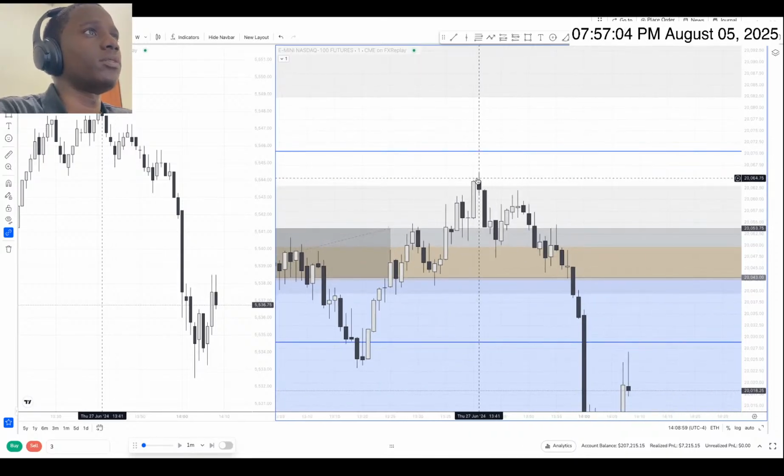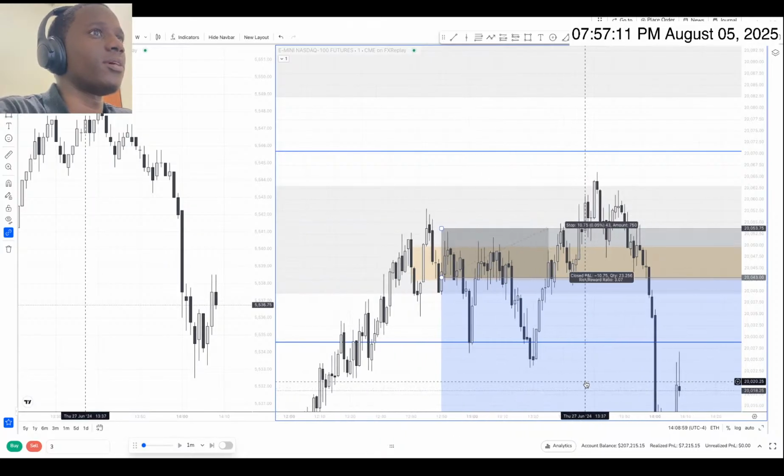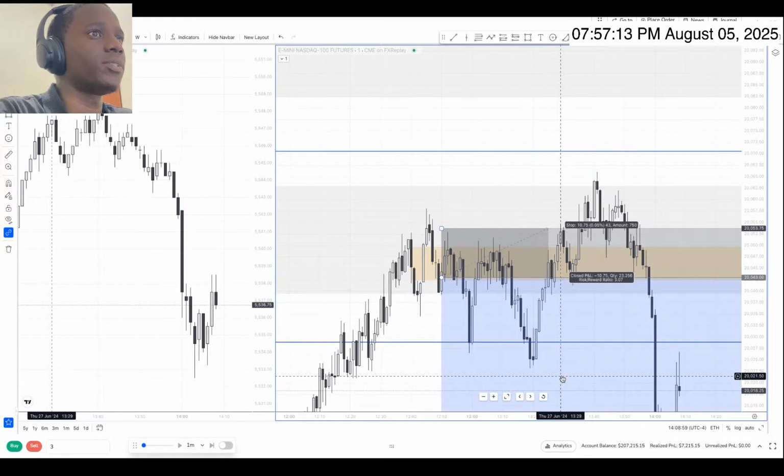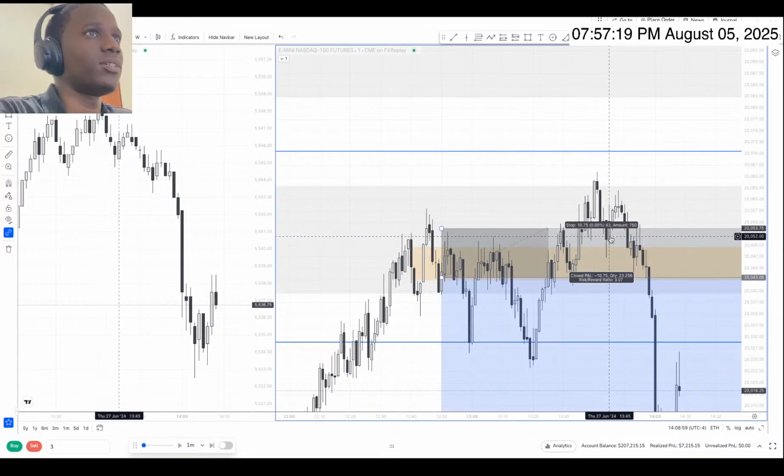And here it's a drop, but here we put in a change in state, and this is like after the PM session just started. You can see the moment the PM session starts, we take out the high, drop, we create a shift, get a retracement into the gap, then we drop.